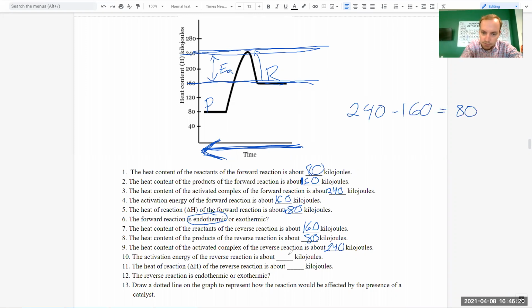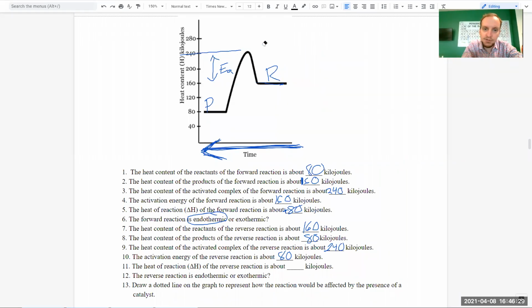which gives me 80 kilojoules. Sorry, guys, a lot of these answers turn out to be 80, which I know is a little confusing, but I'm hoping you're following my logic because I'm explaining as I go. It is unfortunate that the numbers do repeat so frequently. I do apologize for that.